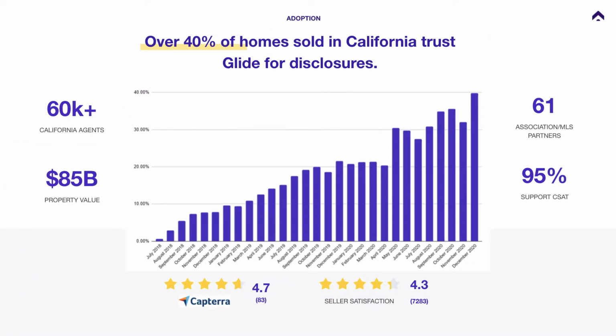Currently, over 40% of all the homes sold in California are trusting Glide for their disclosures. We currently have over 60,000 agents that are using Glide for their transactions, with a total property value of over $85 billion. We've also partnered with over 60 different local associations and MLSs, and currently hold a customer support satisfaction score of 95%.